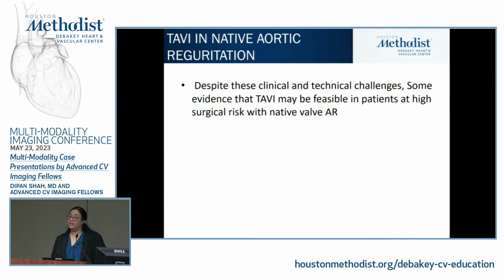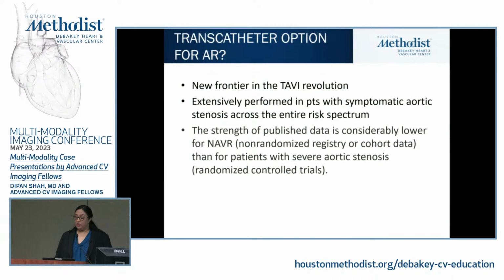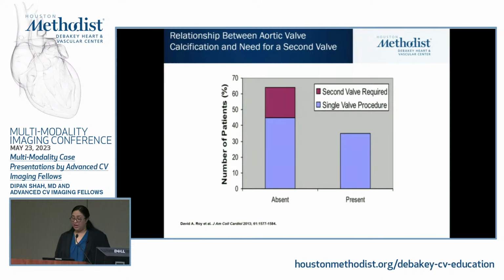So despite these clinical and technical challenges, there's some evidence that TAVI may be feasible in patients with high surgical risk with native valve aortic regurgitation. So TAVI for aortic regurgitation has been a new frontier in the revolution of TAVI. We already know that TAVI valves were performed across the entire risk spectrum in patients with symptomatic aortic stenosis, but the strength of published data is considerably lower in patients with native aortic valve regurgitation compared to someone with aortic stenosis. This is one of the first studies where TAVI was implanted for patients with pure aortic regurgitation, 42 patients.